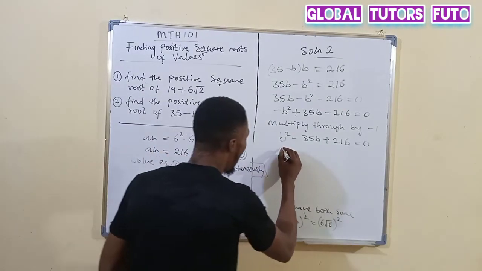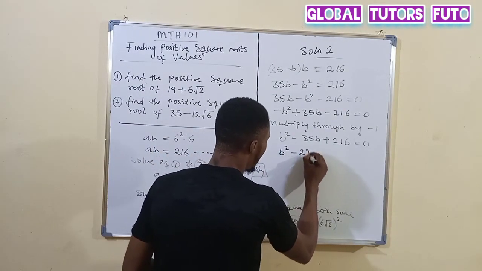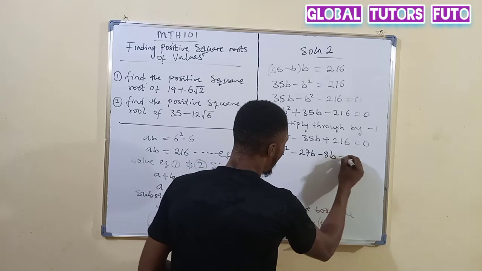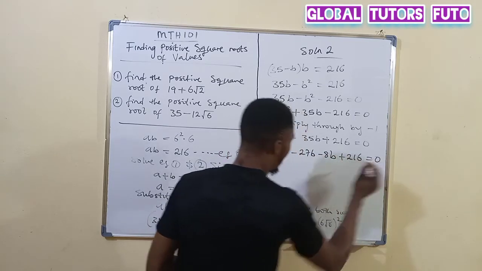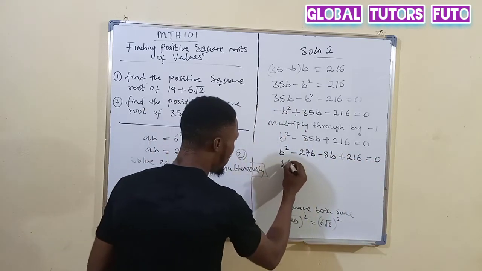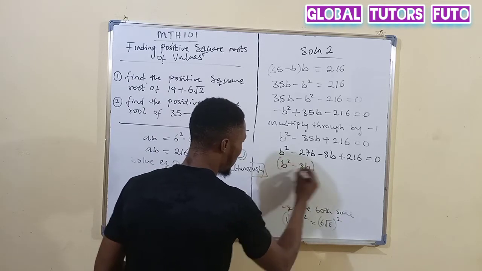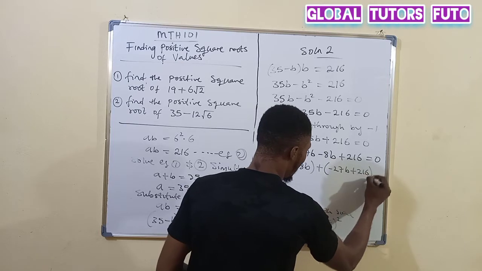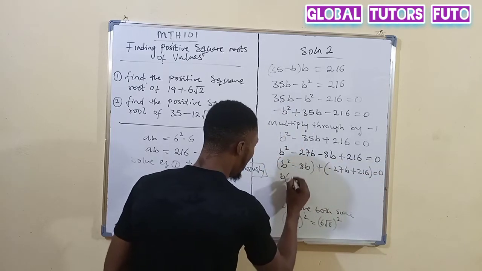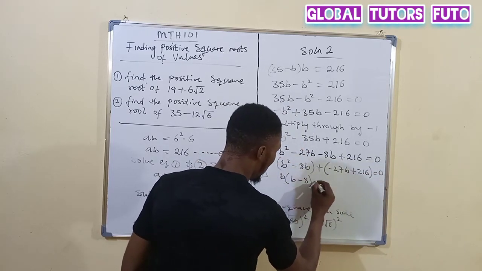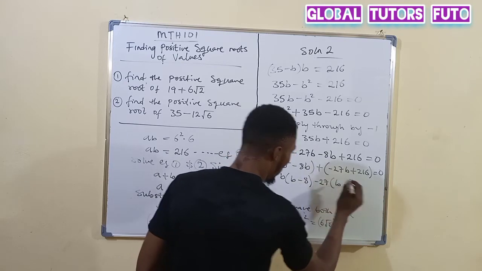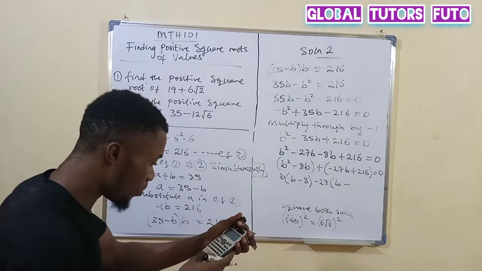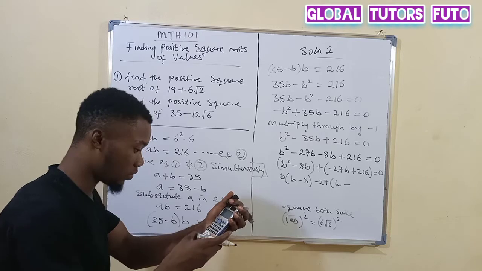Okay, so here we have B squared minus 27B minus 8B plus 216 equal to 0. So we have B squared minus 8B plus minus 27B plus 216 equal to 0. So it will now be B into B minus 8, and minus 27 into B minus what? So minus 27, 216 divided by minus 27.